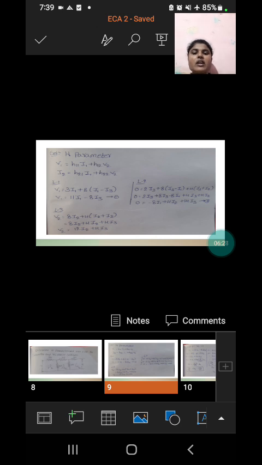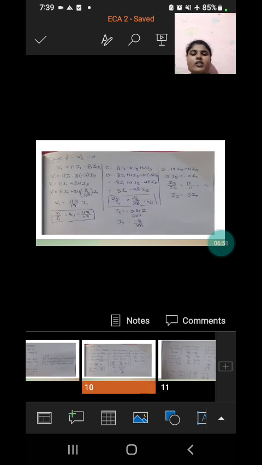This is equation 1. And loop 2 equals 0: 2i3 plus 8(i3 minus i1) plus 4(i3 plus i2). 0 equals 2i3 plus 8i3 minus 8i1 plus 4i3 plus 4i2, so 0 equals minus 8i1 plus 4i2 plus 14i3. This is equation 2. Loop 3: v2 equals 8i2 plus 4(i2 plus i3), so v2 equals 12i2 plus 4i3.